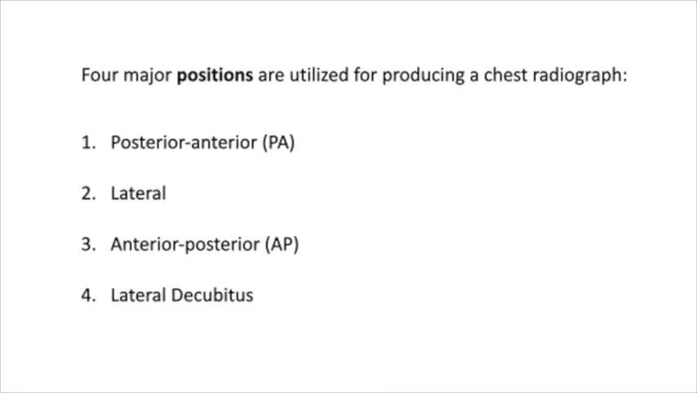Then let's move on. Now let's talk about the positions. We have 4 major positions in the chest X-ray: posterior anterior position or PA, lateral position, anterior posterior position or AP, and lateral decubitus. Remember, there are 4: posterior anterior, lateral, anterior posterior, and lateral decubitus.